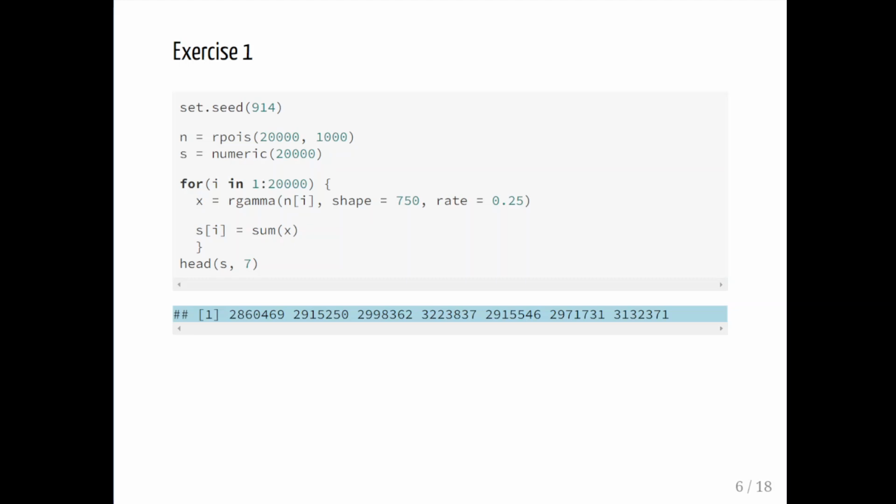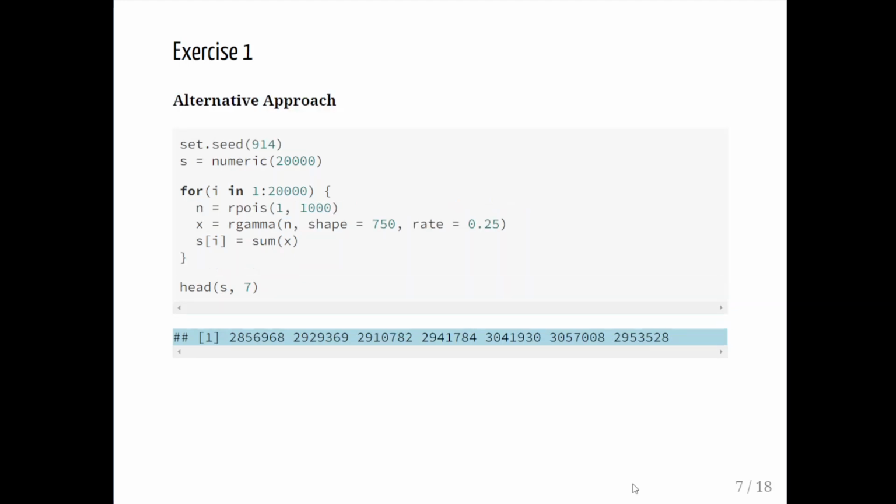Essentially each successive value of S gets updated with the total claim amount, and we save them in S. Then we have the first 7 values, which is the answer to question 1. So we get 2,860,469, 2,915,250, and so on, all the way down to 3,132,371.